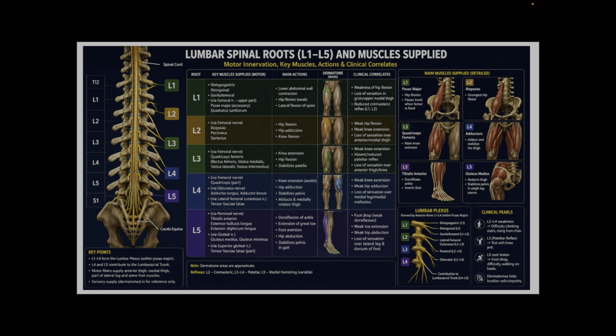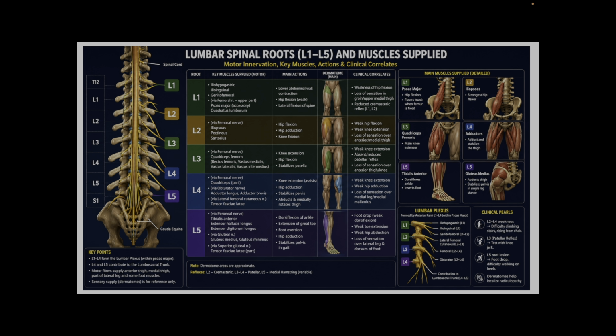So an L4 lesion produces weak knee extension and weak hip adduction. L3 has only knee extension. Here, knee extension along with hip adduction and sensory loss along the medial leg and medial ankle, whereas L3 has sensory loss over the anterior thigh and knee.